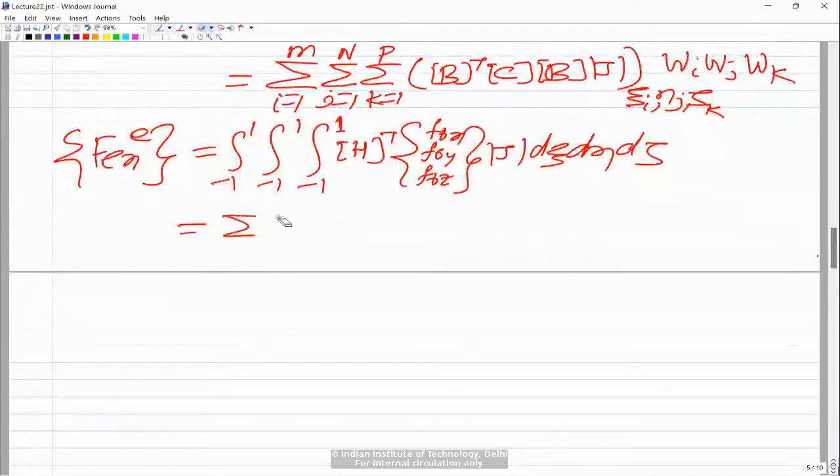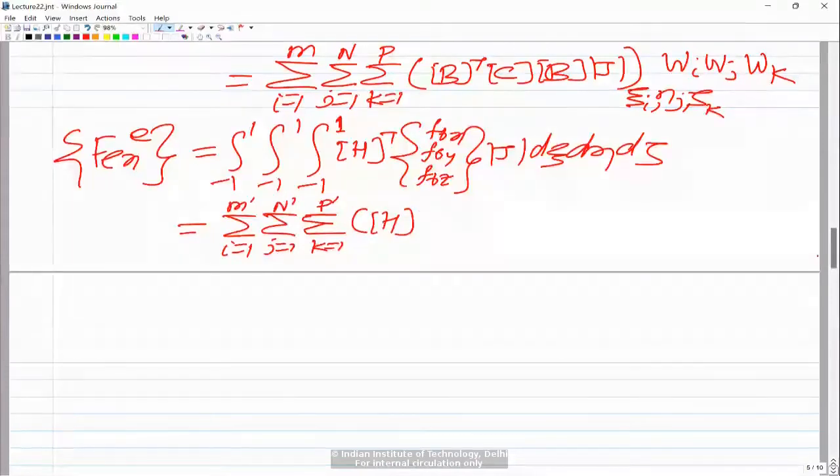So that triple summation is, say, i going from 1 to m', j going from 1 to n', and k going from 1 to p'. So we have now here this H matrix. Of course here also the load vector is a 3 by 1 vector, and H itself is a 3 by 24. Its transpose would be 24 by 3. So ultimately this external load vector would be finally 24 by 1.